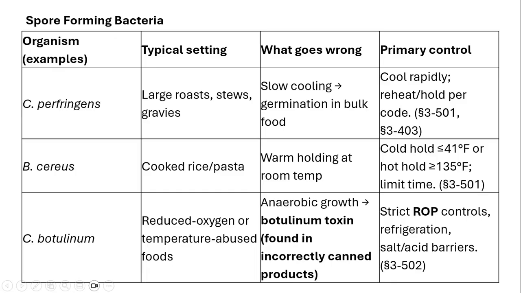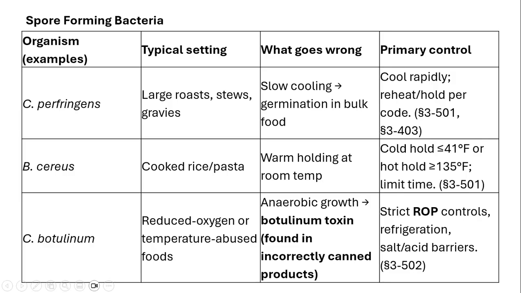So let's look at our spore-forming bacteria. We have Clostridium perfringens. This one can be noted in the exam. Any of these items can be noted in there, but just remember, these are not part of the big six. The big six are the ones that we concentrate most on because they are the most prevalent illnesses we get out there. But with Clostridium perfringens, the typical setting we'll find them in is on large roasts, stews, and gravies that we cook.